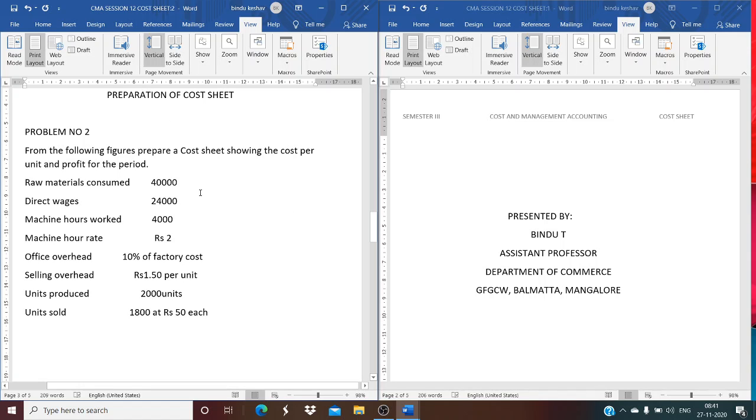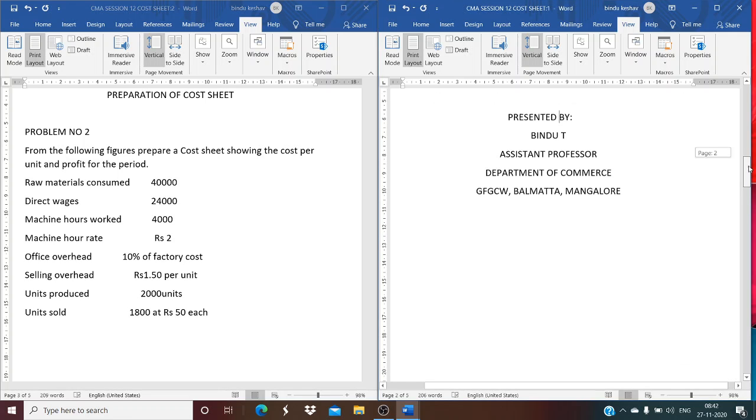Raw material consumed 40,000, direct wages 24,000, machine hours worked 4,000, machine hour rate rupees 2, office overheads 10% of the factory cost, selling overheads rupees 1.50 per unit. Units produced 2000 units and units sold 1800 at rupees 50 each. So you are asked to prepare a cost sheet.